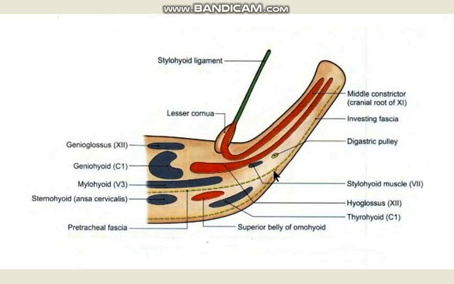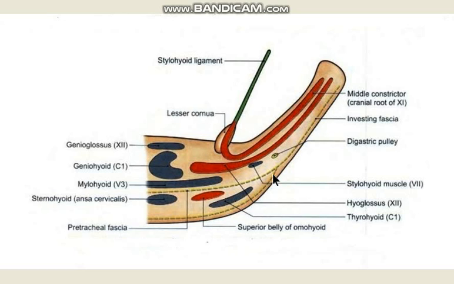Now if we look at this diagram again, you can see all those muscles. You can see from below the sternohyoid, you can see the omohyoid superior belly, you can see the thyroid, and still on a deeper plane you can see the point of attachment of the stylohyoid which splits to give attachment to the pulley of the digastric, and you can see the fascial layers, the pretracheal fascia over here enclosing these muscles, and the investing layer of deep cervical fascia.